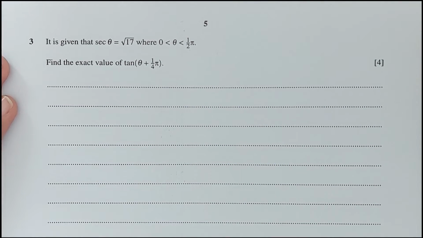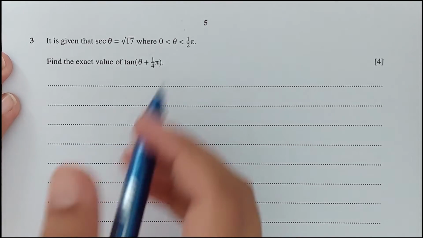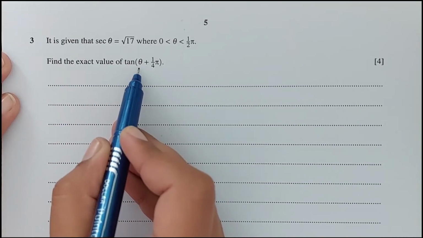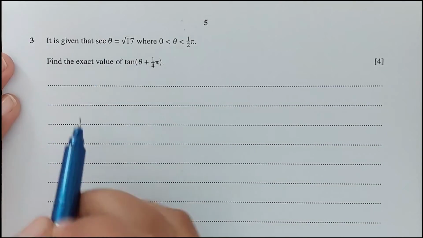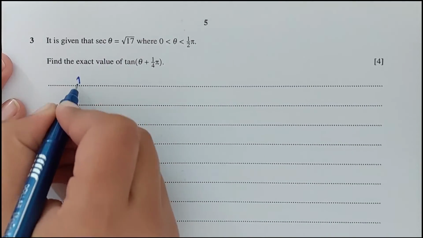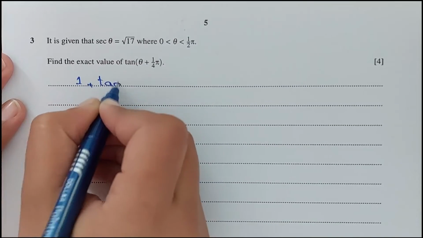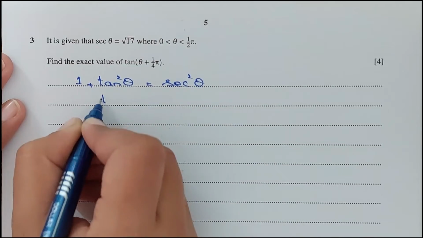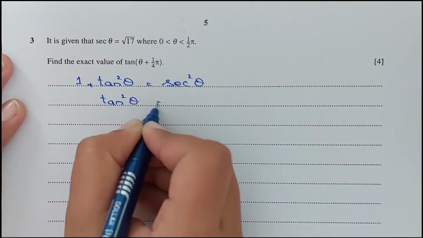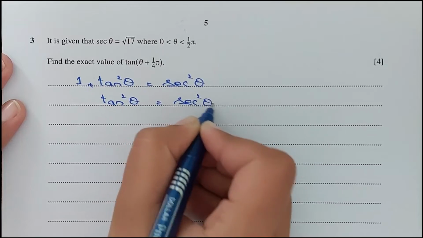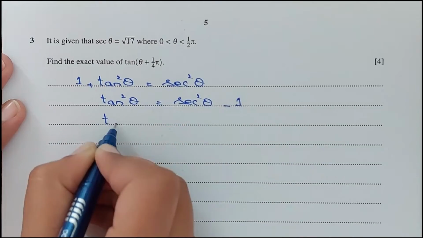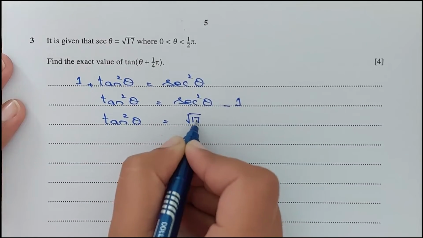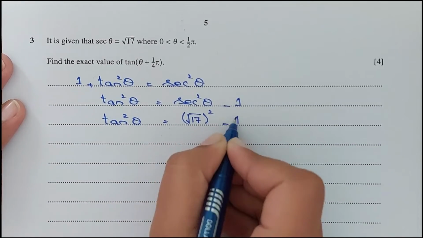Question number 3. It is given that secant theta is square root of 17, where theta is between 0 and pi by 2. Find the exact value of tan(theta plus pi by 4). We have the identity 1 plus tan squared theta equals secant squared theta. From here, tan squared theta equals secant squared theta minus 1. So what is tan squared theta? Secant squared theta is the square root of 17 whole squared, and minus 1.